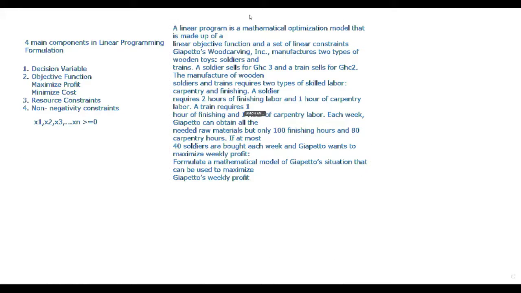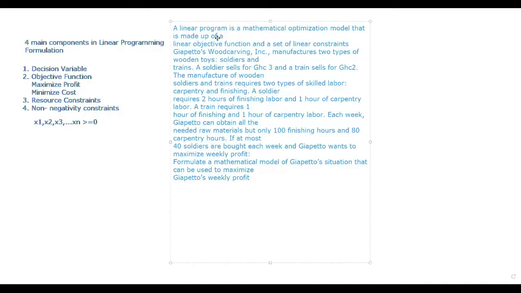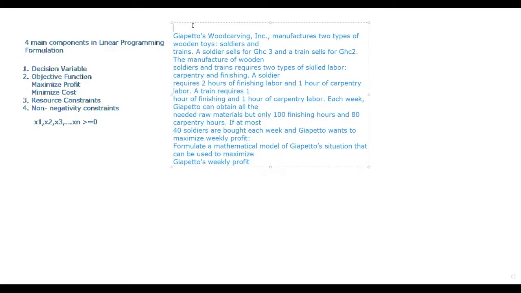All right, let's continue. So this is a typical question. Okay, let me clean this one. So the first one: a linear program is a mathematical optimization model that is made up of what? A linear objective function and a set of what? Linear constraints. I think I've already explained this. So let's move on to Example number 1.